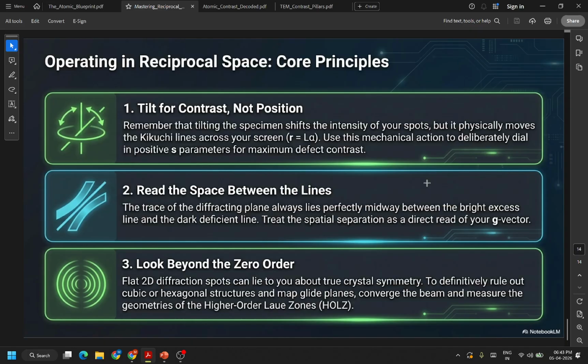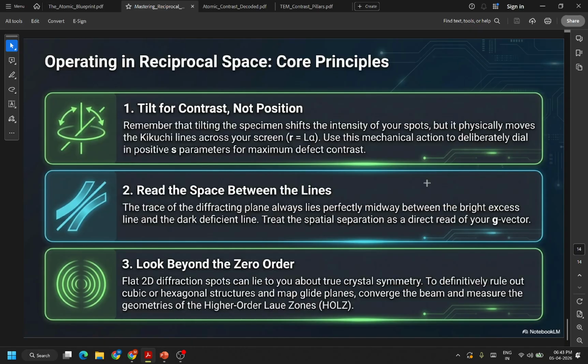The core principle to remember is that the tilt here is to change the contrast and not position. So tilting the specimen shifts the intensity of your spots, but it physically moves the Kikuchi lines across your screen. So it is used to get the positive s parameters for maximum defect contrast.